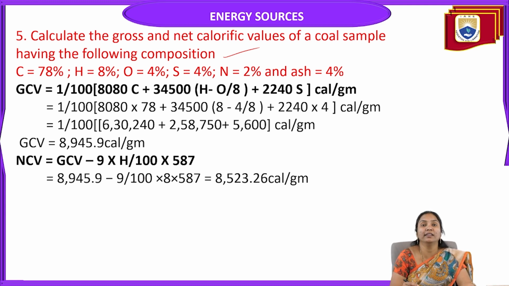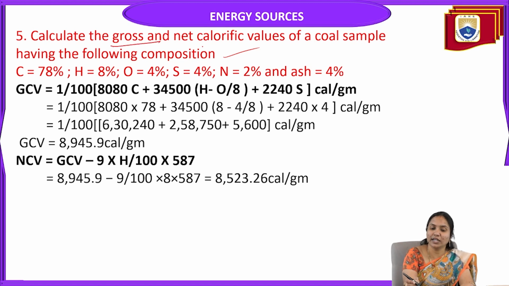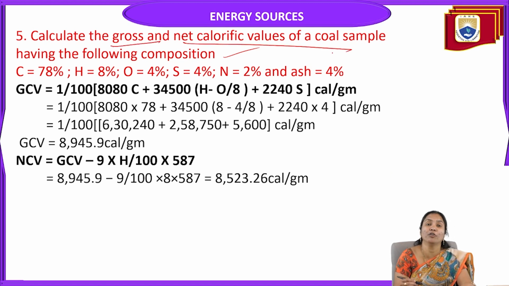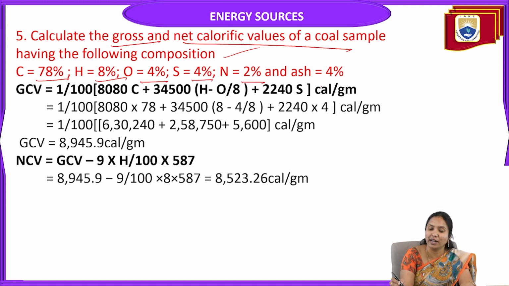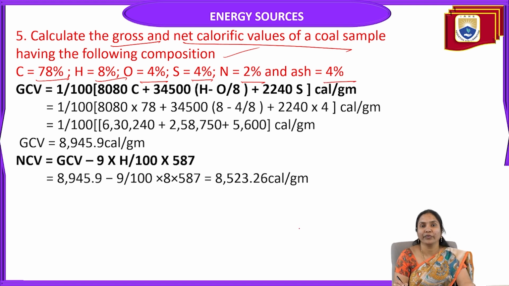So the last one we discussed was based on HCV and NCV. Now, calculate the gross and net calorific value of a coal sample having the following composition. Carbon is 78%, hydrogen is 8%, oxygen is 4%, sulfur is 4%, nitrogen 2%, and ash is 4%. We already know the formulas used for the determination of the high calorific value and the lower calorific value. So Dulong's formula is for the theoretical calculation of the gross calorific value of fuel.